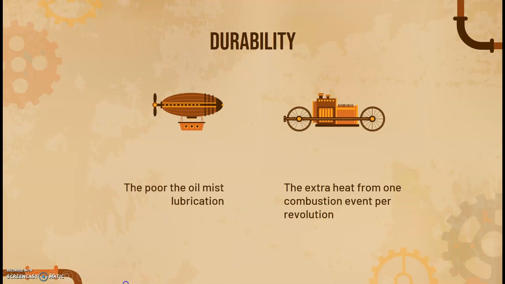And lastly is the durability issues. The durability issues seem to result from poor lubrication and from the extra heat of one combustion event per revolution, as compared with the four-stroke. In addition to using full crankcase lubrication, a means for cooling the underside needs to be provided, such as an oil jet. It is interesting that two-stroke ship diesels use full crankcase lubrication and oil-cooled pistons and are very reliable.